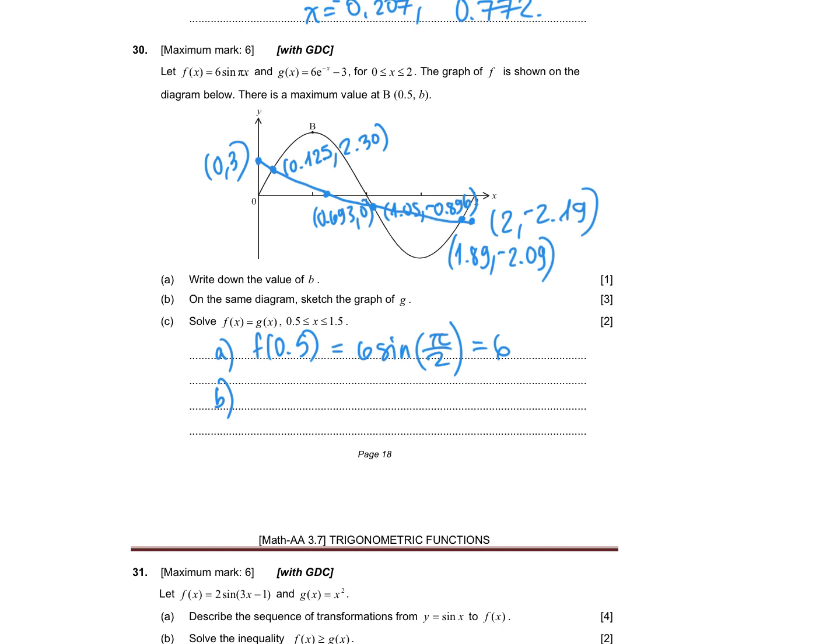So now for C, you need where f equals g from 0.5 to 1.5. This one is not counting because it's before 0.5. This one works, and this one does not work because it's outside of the domain.